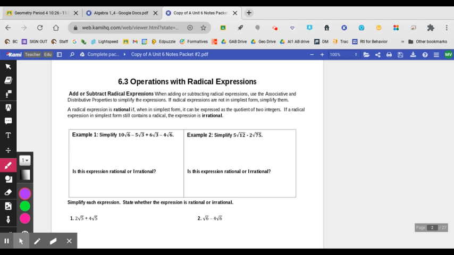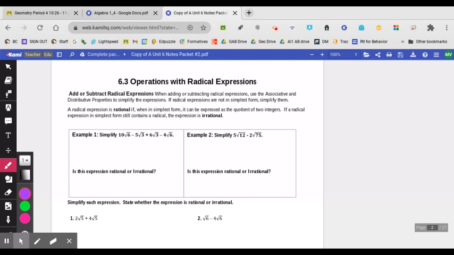A radical expression is rational if, when in its simplest form, it can be expressed as a quotient of two integers. If a radical expression in simplest form still contains a radical, the expression is irrational.